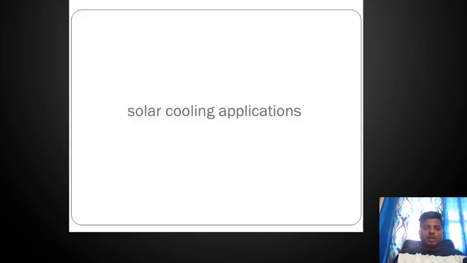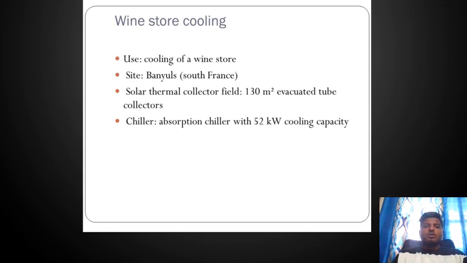Solar cooling applications. Wine store cooling. Use: cooling of wine, wine store. Site: Banyuls, South France. Solar thermal collector field: 130 square meter evacuated tube collector. Chillers: absorption chillers with 52 kilowatt cooling capacity.